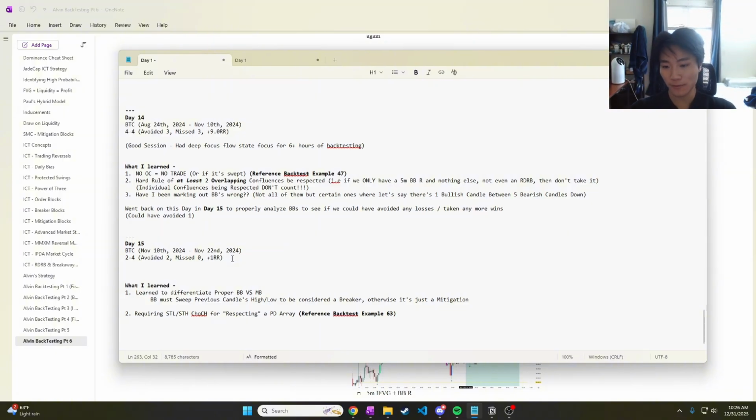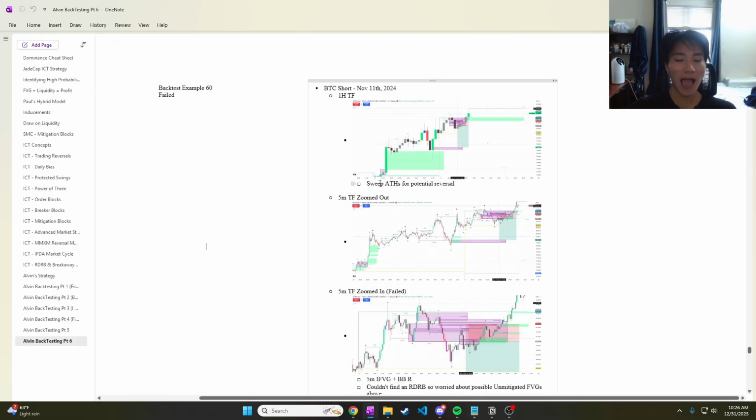risk to reward ratio. I learned how to properly differentiate a breaker and a mitigation, which we also learned on day 14. Pretty much, let's say we're in a bearish breaker, we have to sweep the previous candle's low to be considered a breaker. Otherwise, it's just mitigation. All right, let's get straight into it.